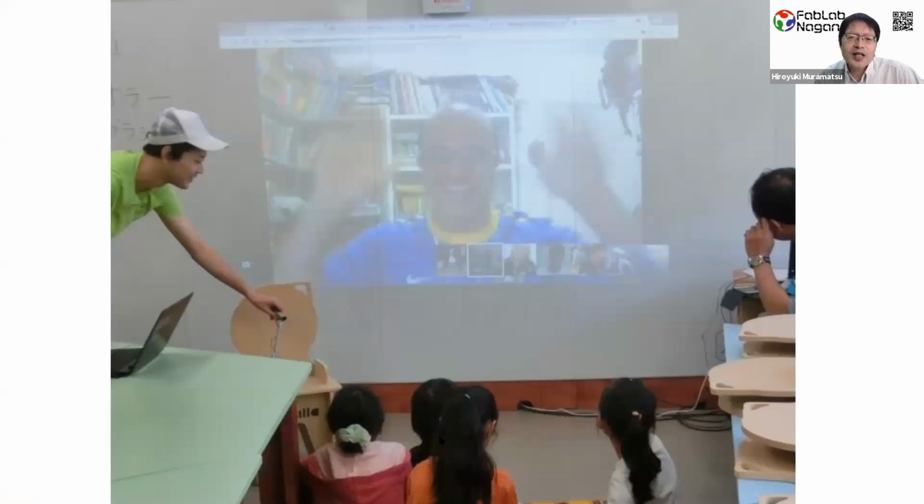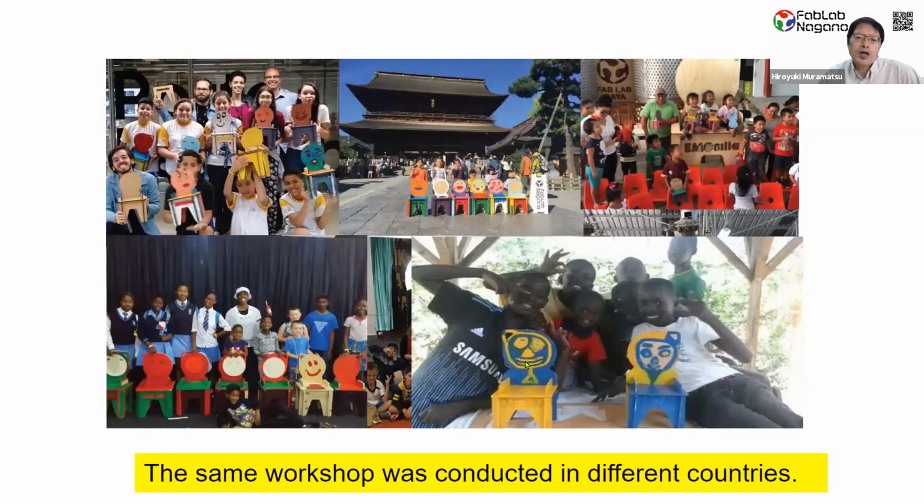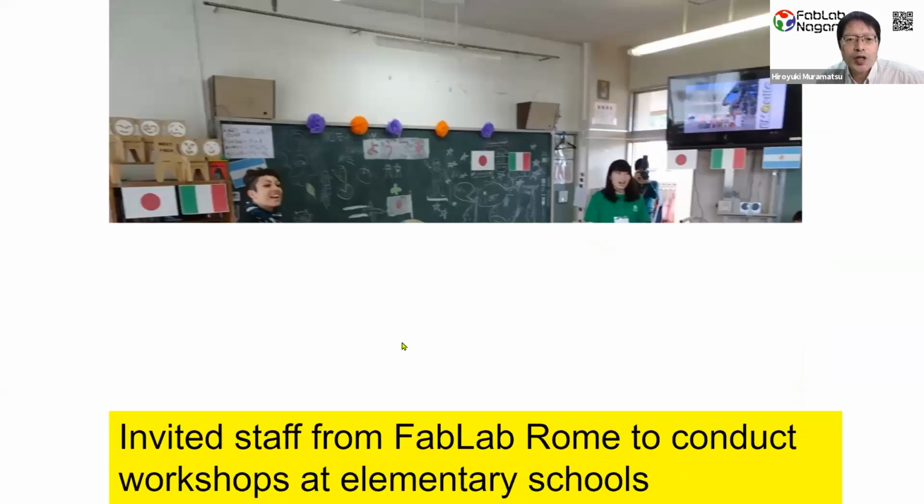Very fun. Brazilian and Japanese girls talk together. The memory photo is in front of Zenkoji Temple. Zenkoji Temple is a very, very famous temple near my university, which has national treasures. The same activities and the same workshop have been conducted in different countries, even in Africa, South America, and Europe, many countries.